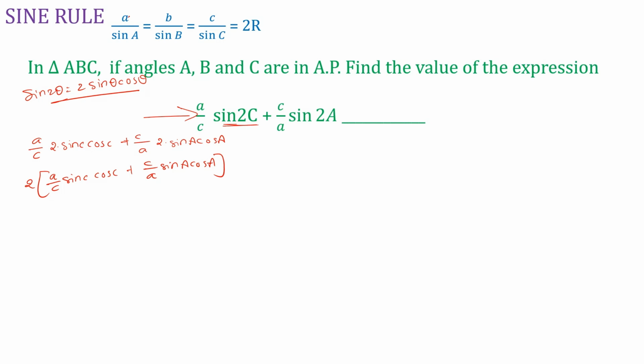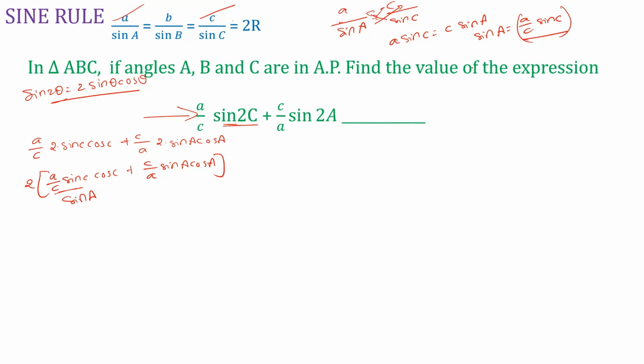Now observe these terms. By the sine rule, a upon sine A is equal to c upon sine C, so a into sine C is equal to c into sine A. Then we have sine A is equal to a upon c into sine C. So when we have a upon c into sine C here, we can write this as sine A. The other way of arranging this is sine C is equal to c upon a into sine A. Whenever we have c upon a into sine A, we can write this as sine C. So now this can be written as 2 into, this entire thing is sine A, and this is sine C here.